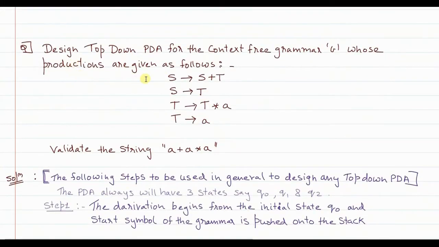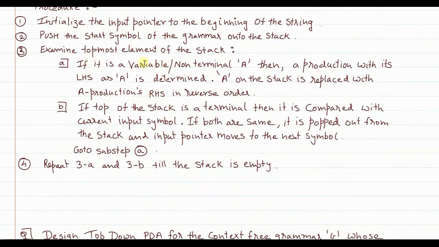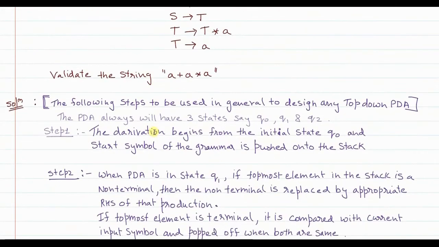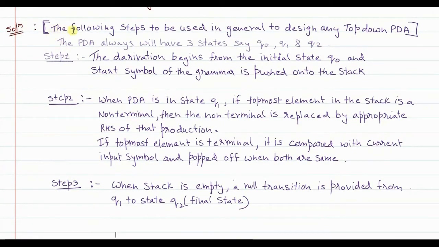Now, there is another set of steps that we are going to see to design the PDA first. The procedure shown here is what the PDA will use, once it exists, to validate whether the given string is accepted or rejected. But how do we construct the PDA? To construct the PDA itself, there is one general procedure. The following steps are used in general to design any top-down PDA.